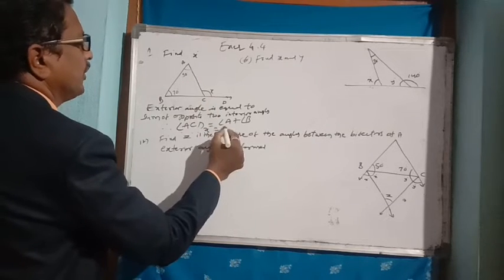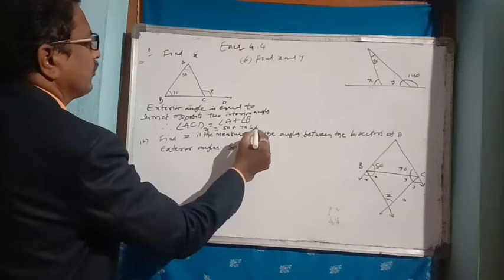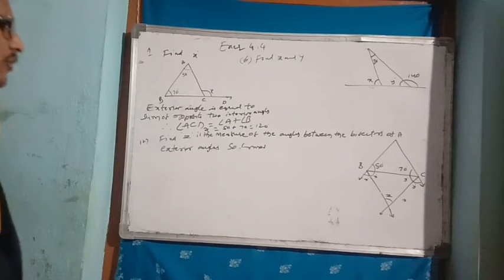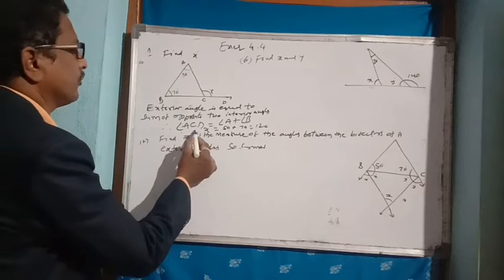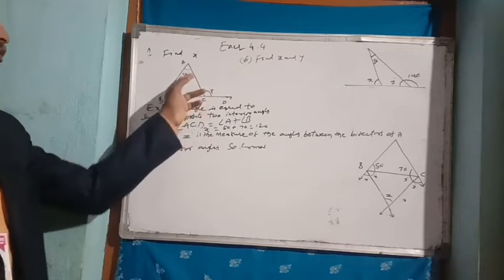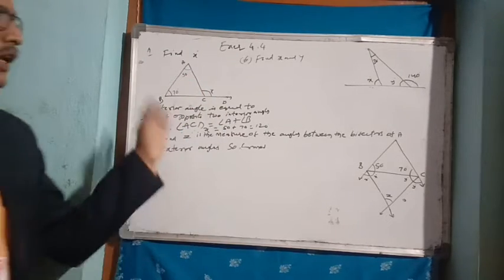A is equal to 50. B is equal to 70, which gives 120 degrees. Now X is completed. Therefore, X is equal to 50 plus 70, which is equal to 120. This is the exterior angle property.